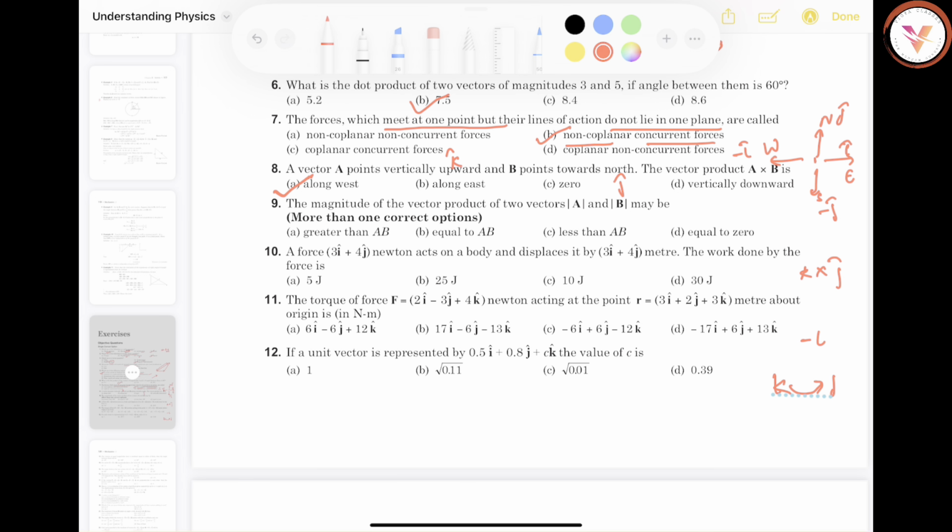Okay. So now this is the thing which you have to remember, that north is taken as j because it's along y. South is minus j, along minus y. East is plus i and west is minus i. Anything which is upward is taken as plus k. Anything which is downward is taken as minus k. Okay. And you can take i cross j and you can get the direction.